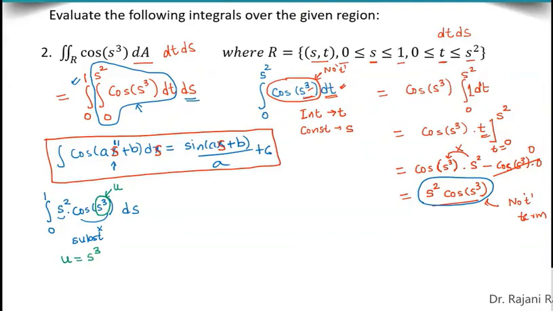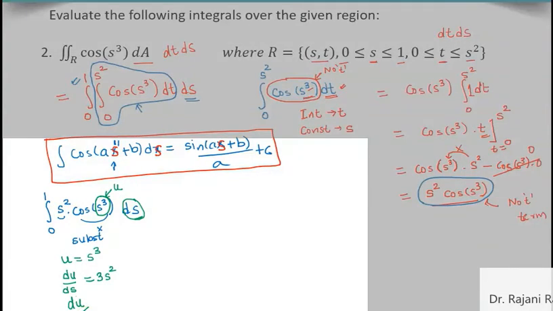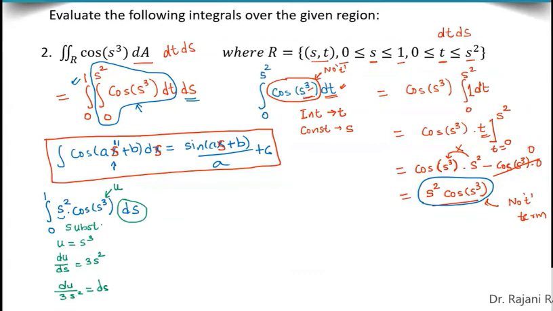The next step in the method of integration by substitution is to find the derivative. Here we find the derivative with respect to s because of ds. The purpose of doing this is that we have to replace the whole variable s by u, so we should replace ds as well. What is the derivative of u with respect to s? By using the power rule, it is 3s power 2. This gives you the value of ds as du over 3s square.